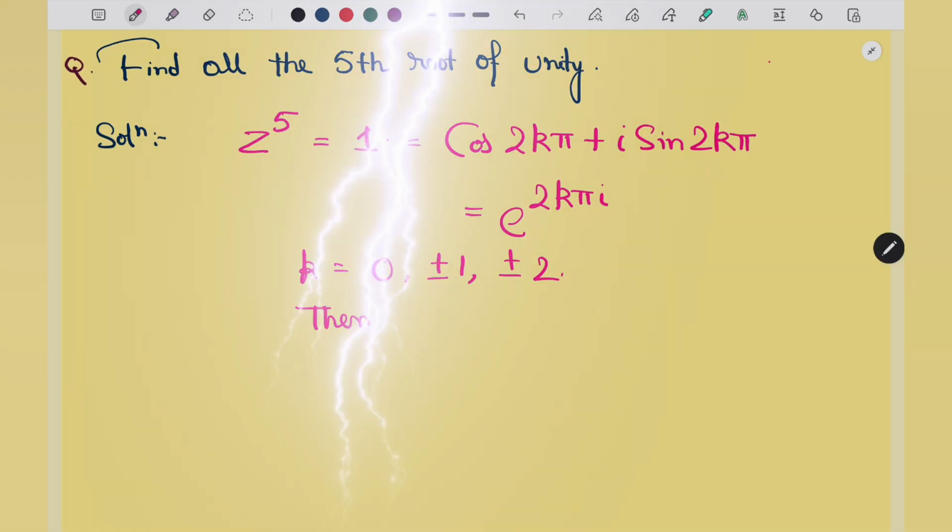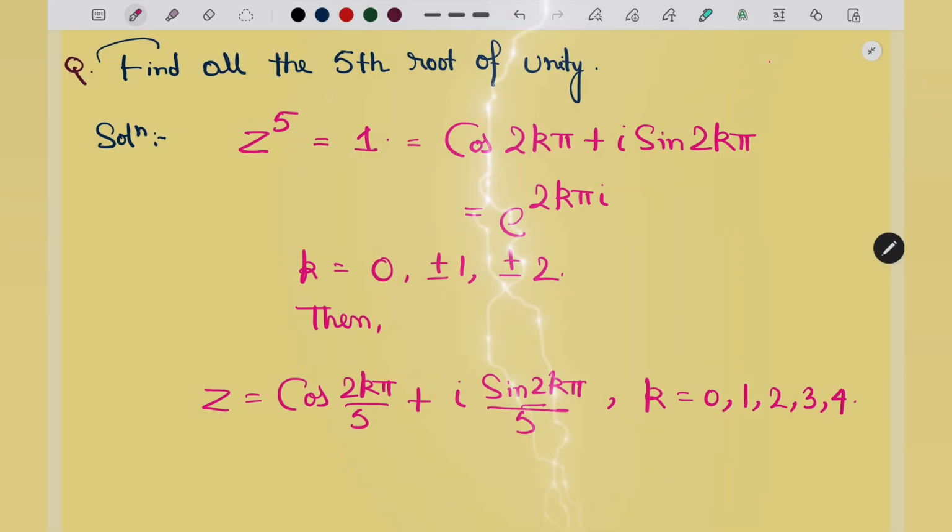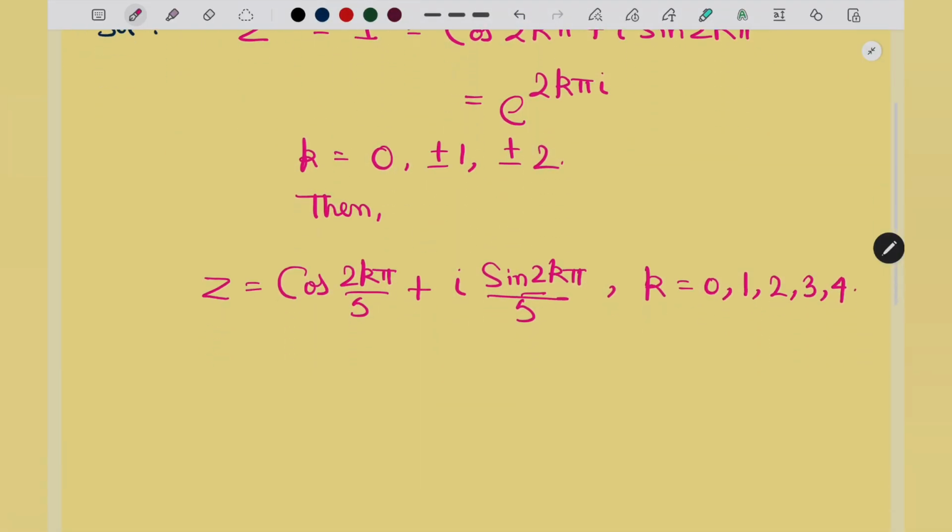Then we say the fifth root, that is z, can be written as cos of 2kπ/5 plus i sin of 2kπ/5, where k is equal to 0, 1, 2, 3, 4. These are the values of the fifth root, and hence it can be said that 1 is e to the power 2kπi/5.